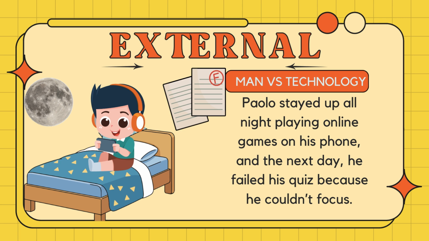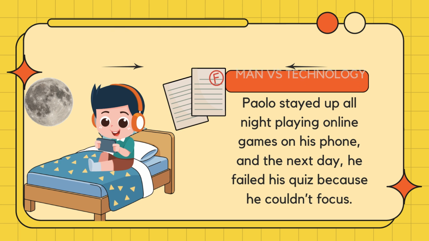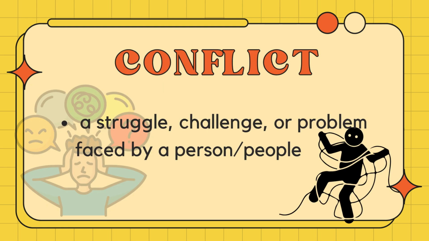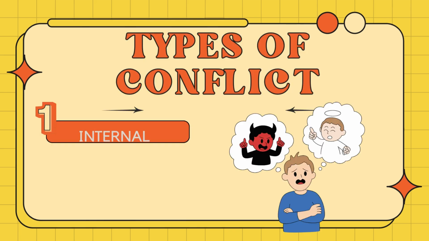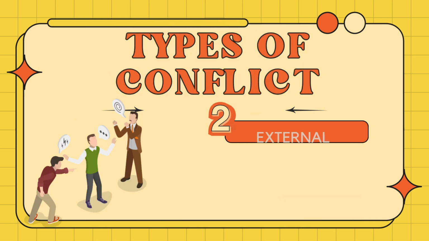Okay, so that would be our lesson for today. Now, let's have a quick recap. Again, conflict is a struggle, challenge, or problem faced by a person, and it has two types: internal and external conflict. Internal conflict happens inside the person, while external conflict happens outside the person.